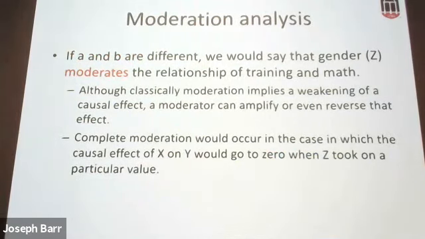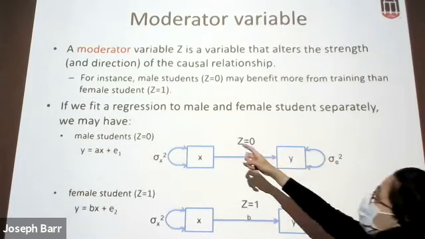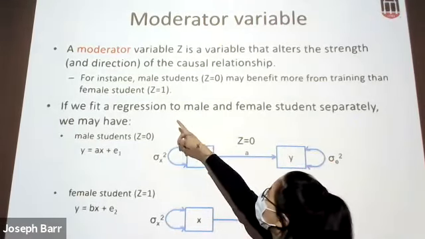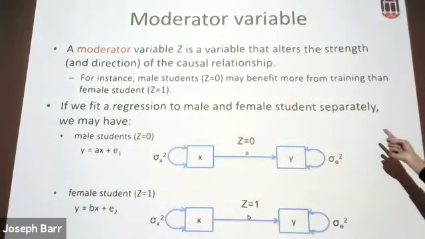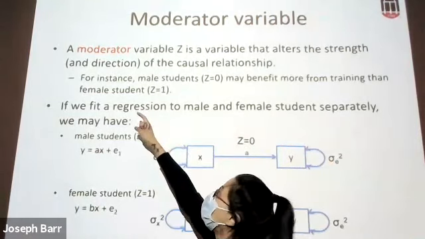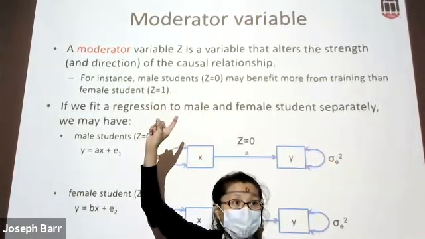So if A and B are different, we would say that gender Z moderates the relationship of training and math. In this case, the X is the training, the Y is the math. So the inference of the training and math. So this is one hypothesis. Some people say that male students may benefit more from training than female students. In that case, we're going to test if gender is a moderator.